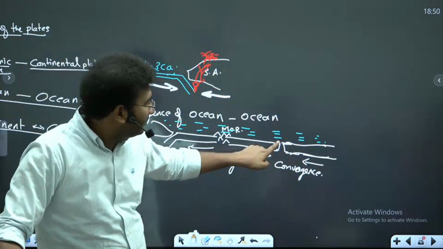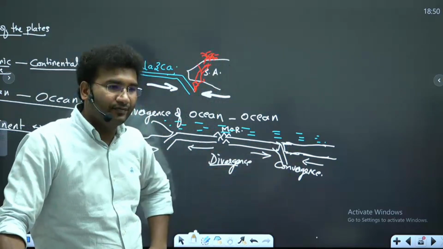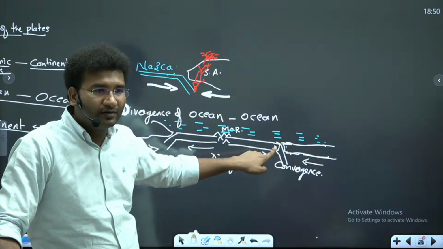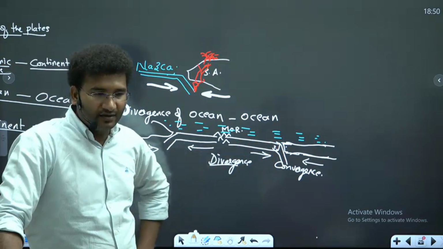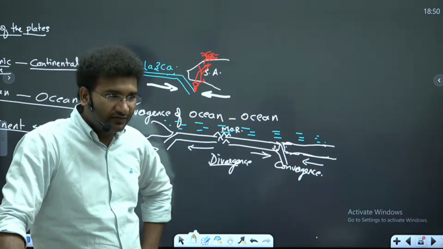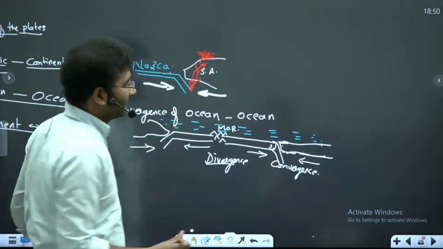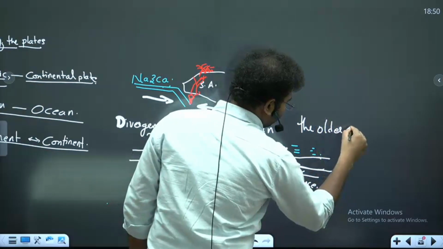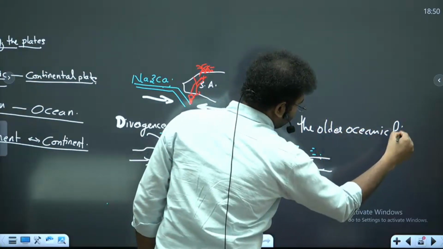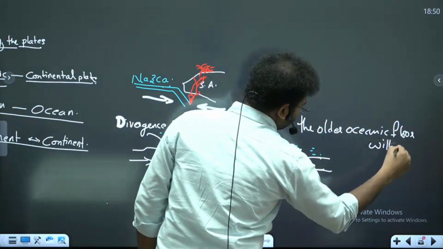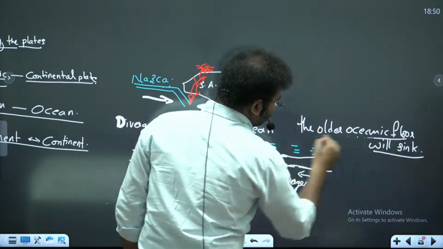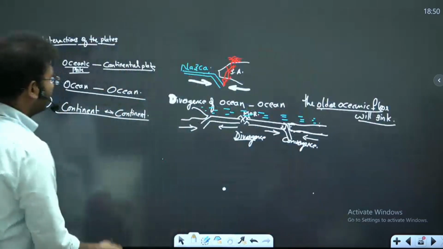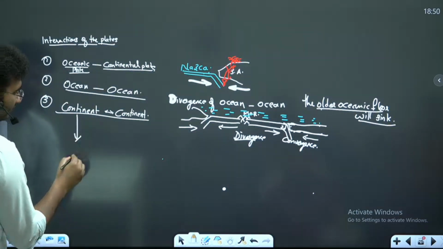In this case, see, if this is the oldest point, it will go and sink. As compared to this, if this is older, its density will be more. This sinks, right? The older oceanic floor will sink. Coming to the continent, in the continent there can be divergence and there can be convergence.